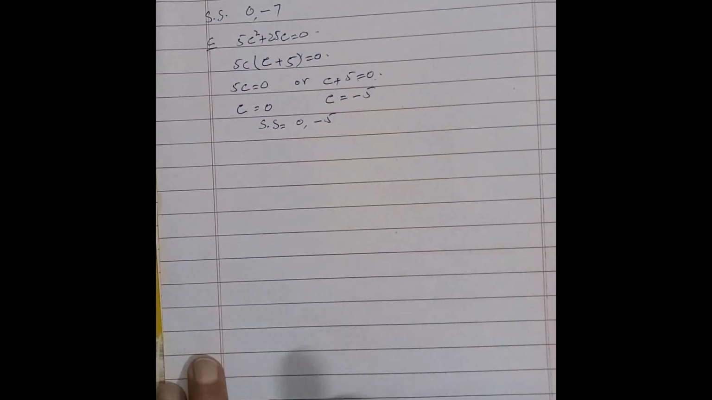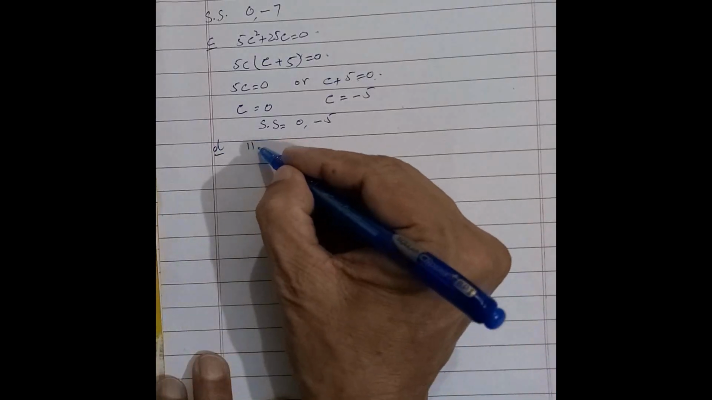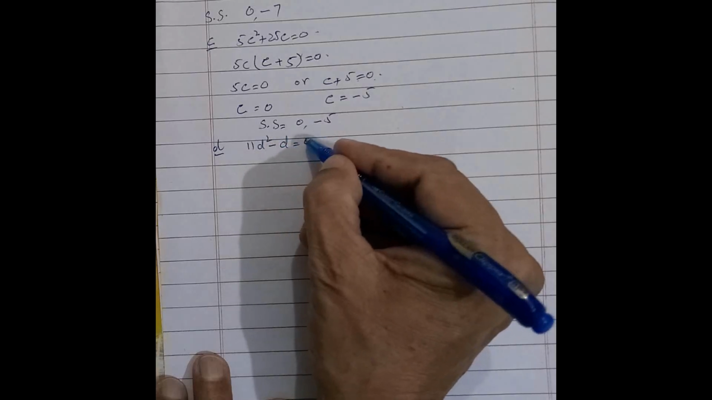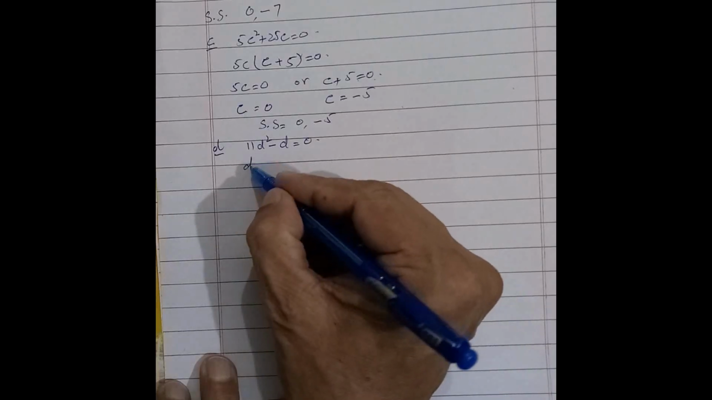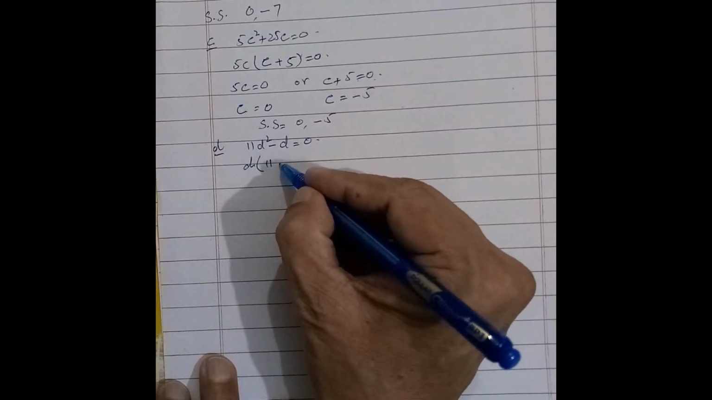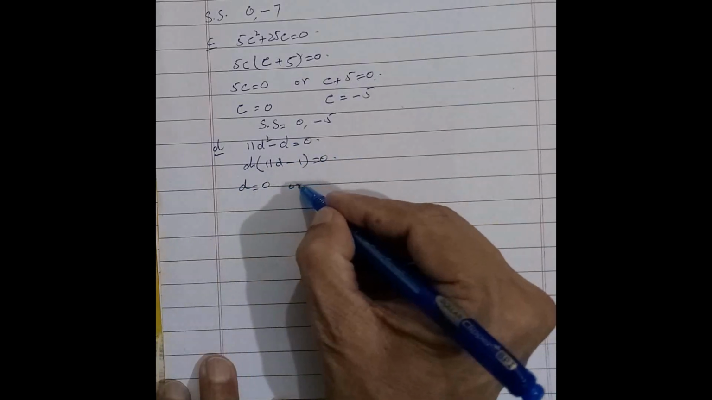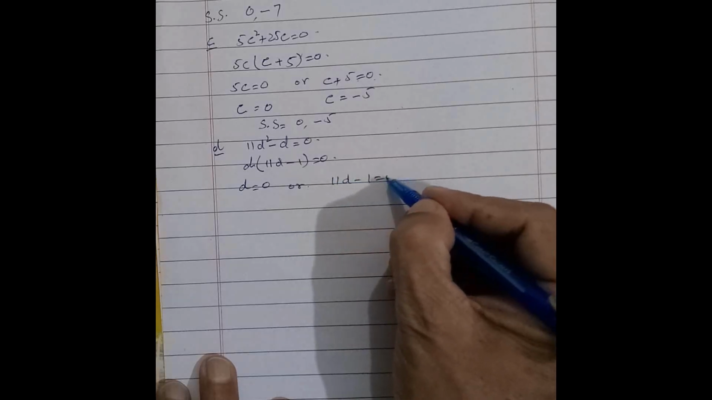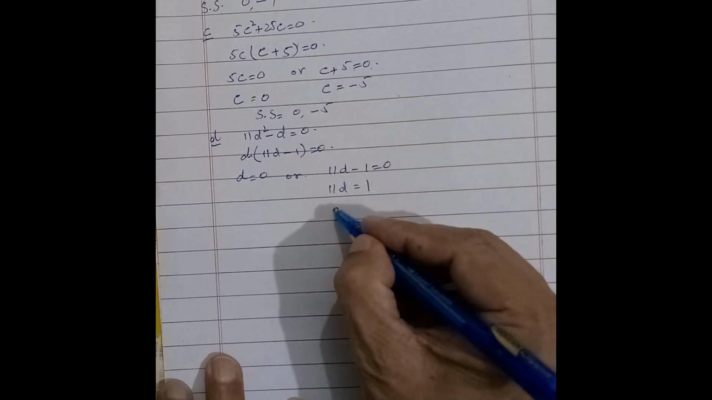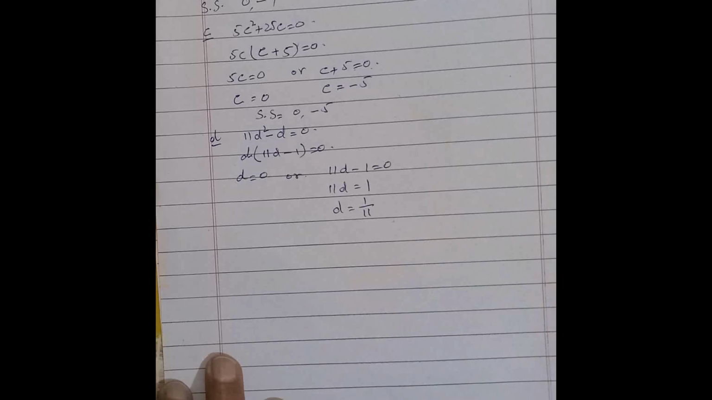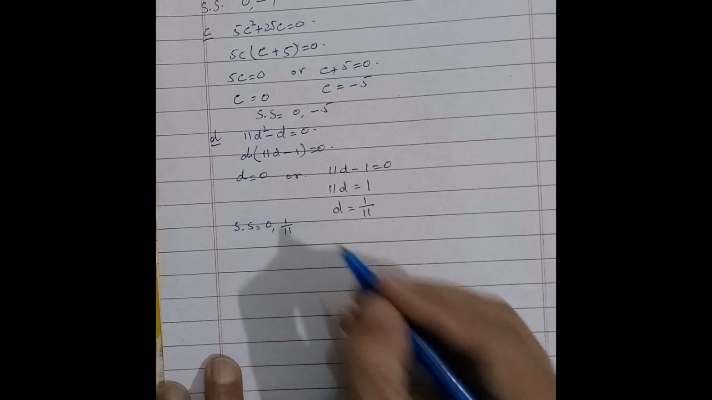The next is D part. In D part we have 11D square minus D is equal to 0. Now we take common D from both the values, and the remaining value is 11D minus 1 is equal to 0. So D is equal to 0 or 11D minus 1 is equal to 0. And we find the value of D. 11D is equal to 1 and D is equal to 1 over 11. So the solution set of D is 0 and 1 over 11.